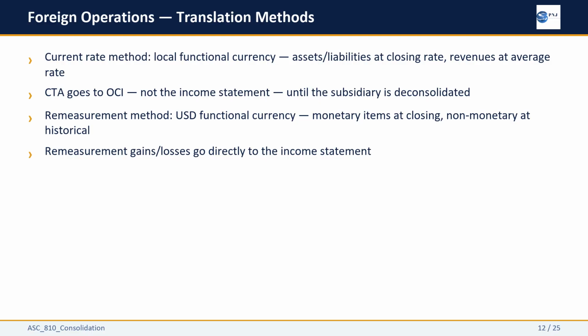Foreign subsidiary financials are translated into the parent's reporting currency before consolidation. The current rate method applies when the subsidiary's functional currency is its local currency. Assets and liabilities at the closing rate, revenues at the average rate. Exchange differences accumulate in OCI as the cumulative translation adjustment. The remeasurement method applies when the subsidiary operates in US dollars, monetary items at the closing rate, non-monetary at historical rates, and exchange differences hit the income statement immediately.